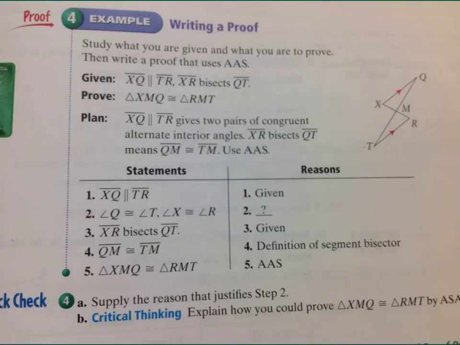Now let's look at example 4 and see if we can come up with how to prove these two triangles congruent. What's given is that XQ is parallel to TR and that XR bisects QT. Well, how would we be able to get angle Q up here congruent to angle T down here? Well, what's going to be your reason for step 2? Please pause the video while you try to figure this out.